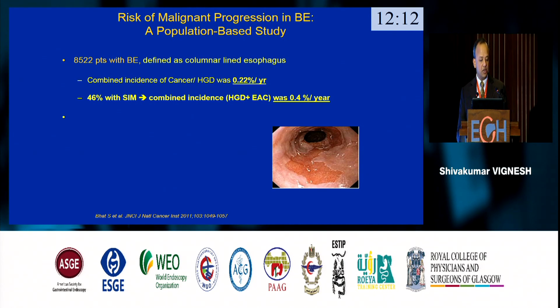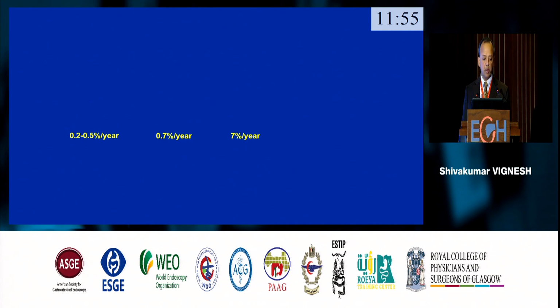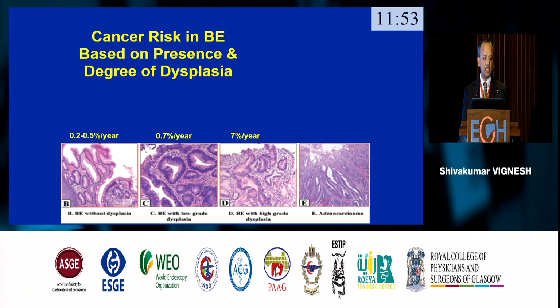About 46% of this cohort had specialized intestinal metaplasia, and in that group, the combined incidence of high-grade and cancer was 0.4%. So depending on the definition you use, you have the incidence of cancer, and the risk of cancer is elevated if you have the SIM in men and in low-grade dysplasia on index biopsy. So cancer risk is clearly dependent on the presence and the degree of dysplasia. If you have no dysplasia, it's 0.2 to 0.5%. If you have low grade, it's 0.7% per year, and high grade, it's 7% per year.